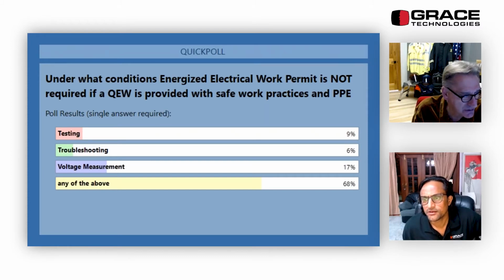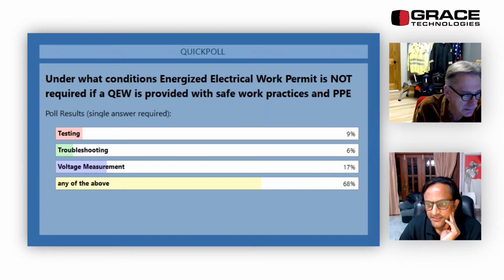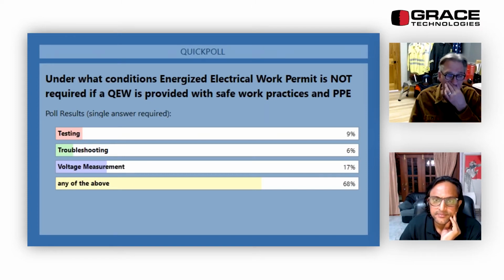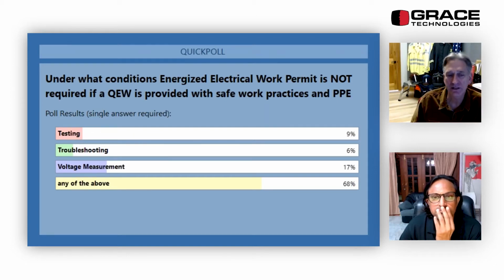I'm sorry, I didn't understand the question. The question is, isn't voltage measurement a form of testing or troubleshooting? I don't know. I could see that being. I'm not sure how to answer that one. I know all 3 are in 70E: testing, troubleshooting, and voltage measuring.